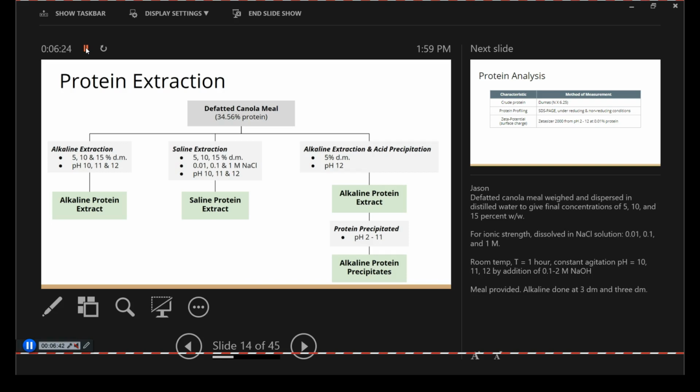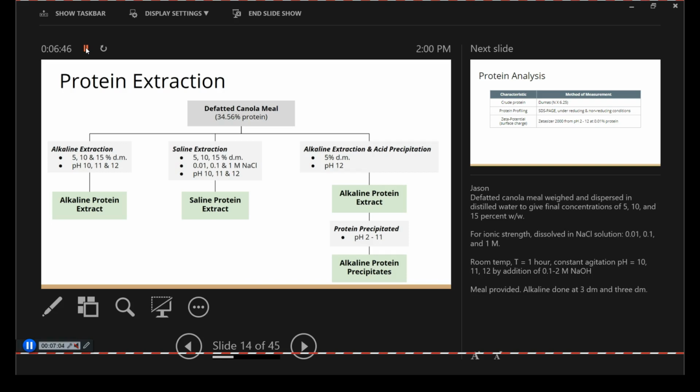The alkaline and saline extraction were done at 5, 10, and 15% dry matter, using a pH level of 10, 11, and 12. And then in the saline extraction, 0.01, 0.1, and 1 molar of sodium chloride were utilized to get the saline protein extract.